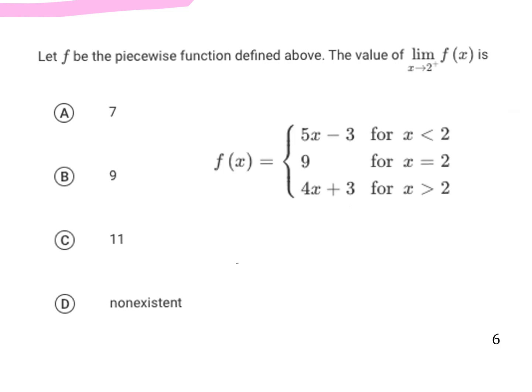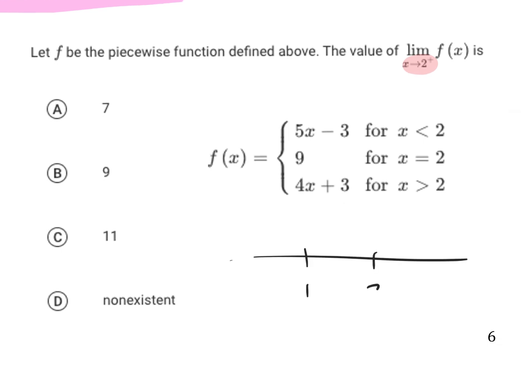Let's take a peek. They're asking as x approaches 2 from the positive side. If I look at a number line, 1, 2, 3, how would I be approaching 2 from the positive side? From the right or from the left? From the right, you're saying? From the right, it would go like that.